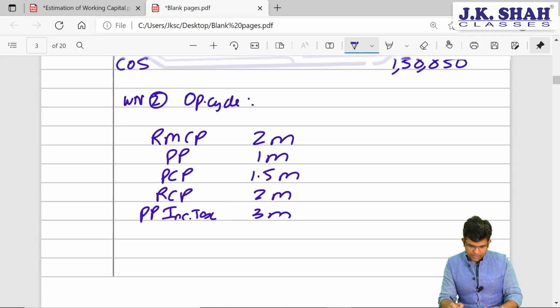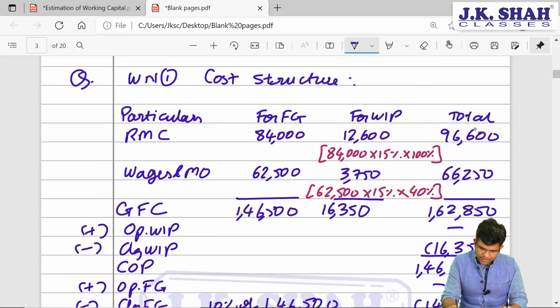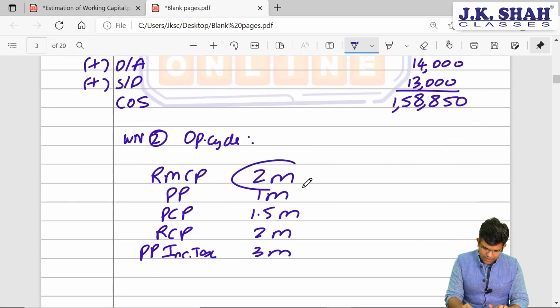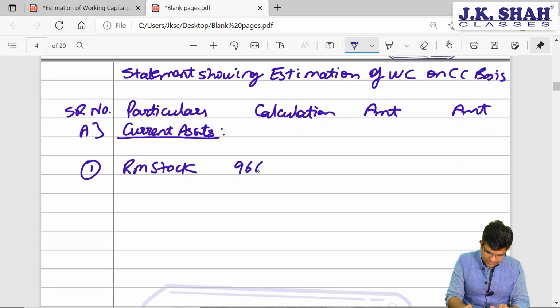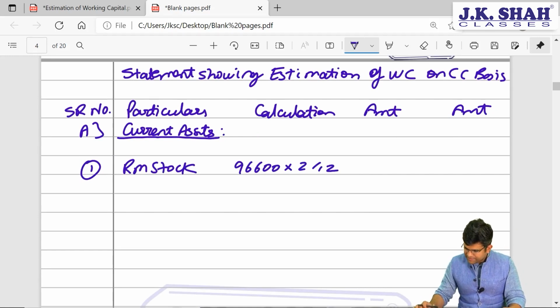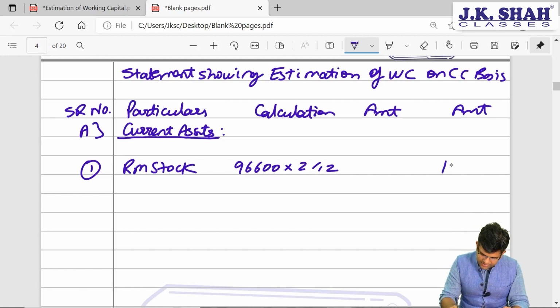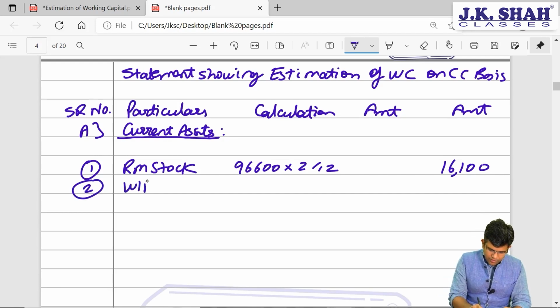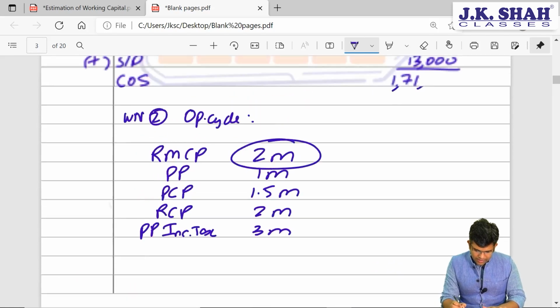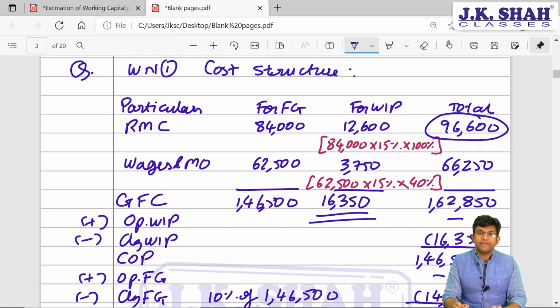As far as raw material stock is concerned, can I say it will be total raw material consumed 96,600 multiplied by 2 by 12, raw materials period 96,600, correct, 96,600 into 2 by 12. So I'll take the calculator, 96,600 into 2 divided by 12, we will get 16,100 as the RM stock. Then children, we have got WIP stock that we have already calculated in working note 1 above, right? The WIP stock we had got was 16,350.